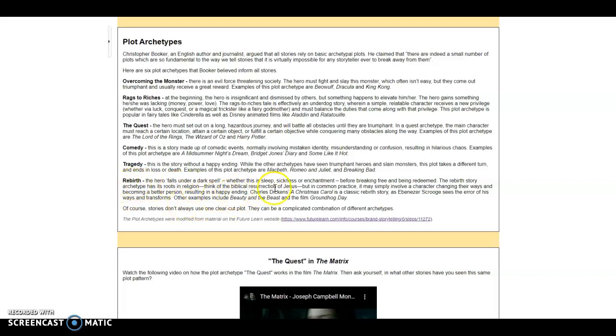Of course, the biblical resurrection of Jesus is sort of the classic example of a rebirth story. But we can see it in Beauty and the Beast or A Christmas Carol. We can see it in all sorts of stories. So these, again, are just plot archetypes that we can see over and over again.